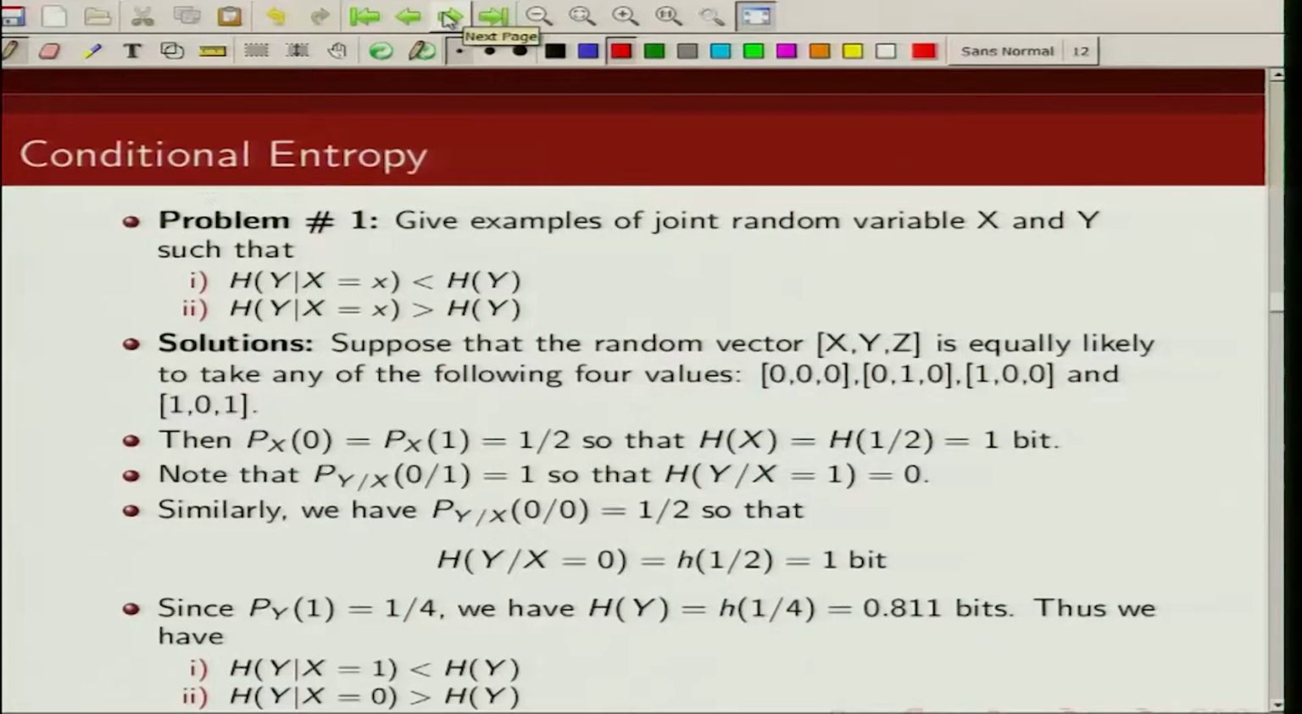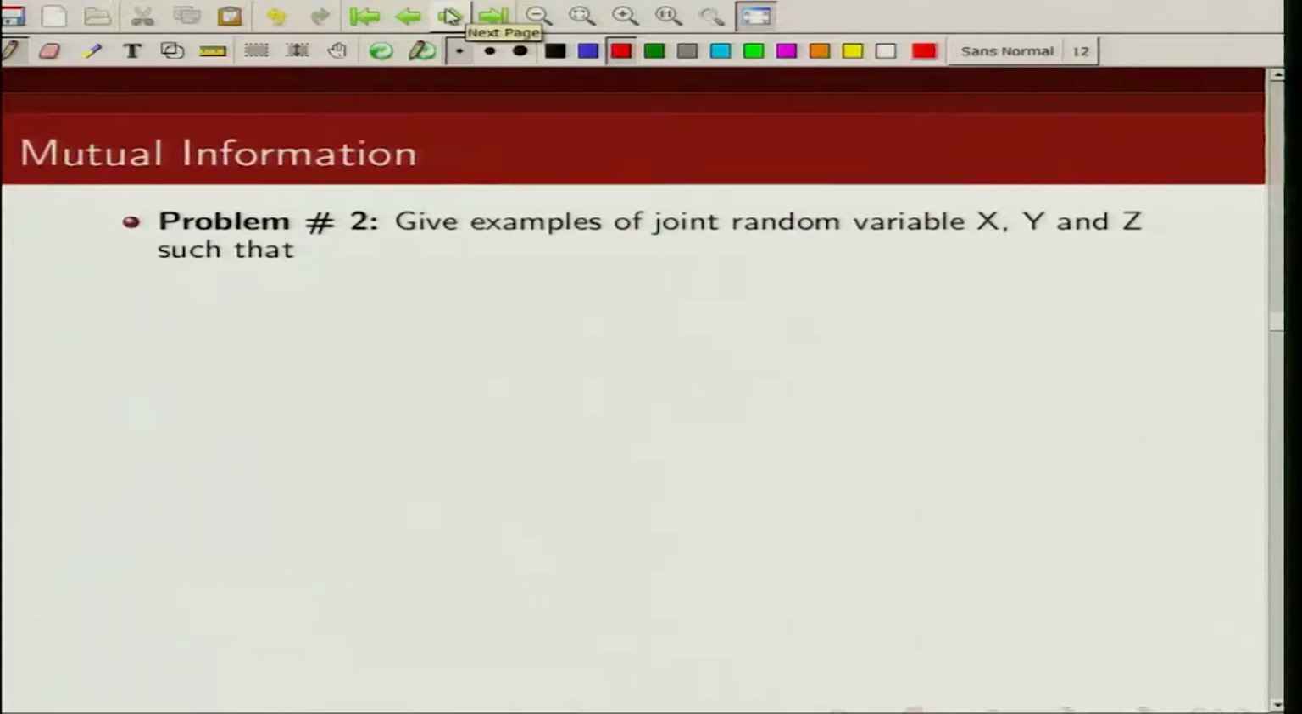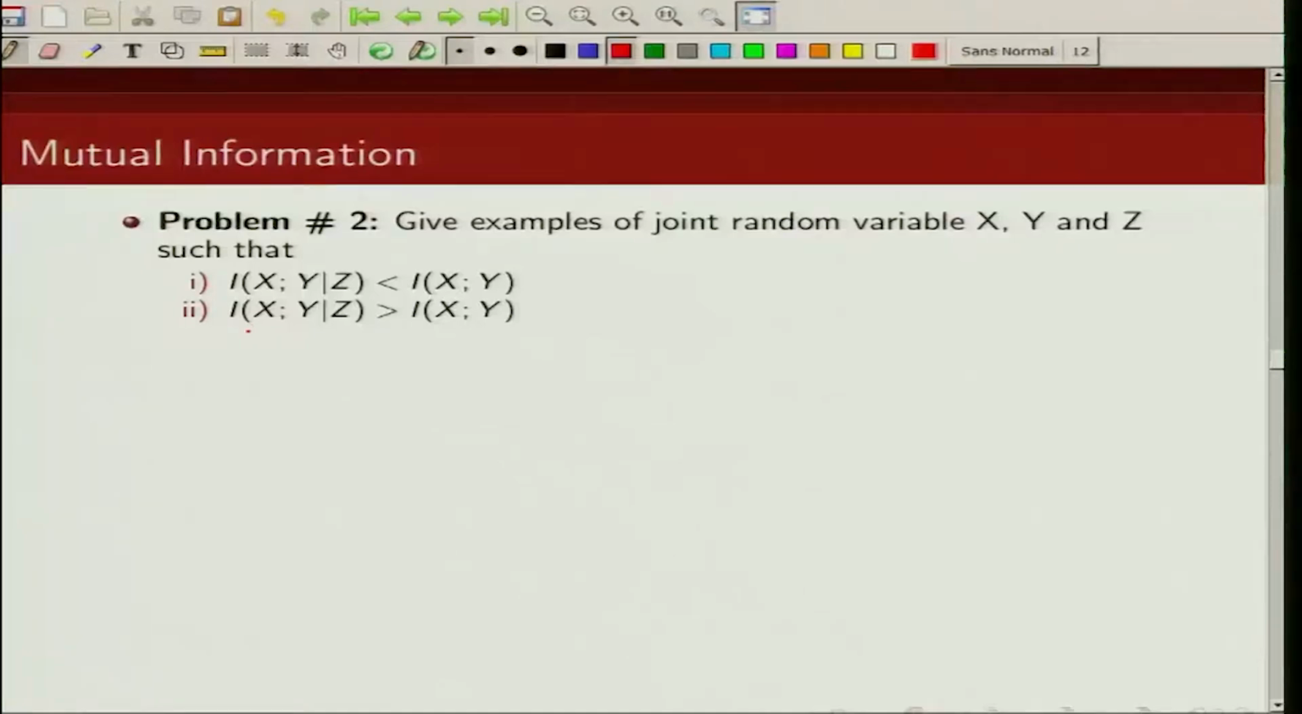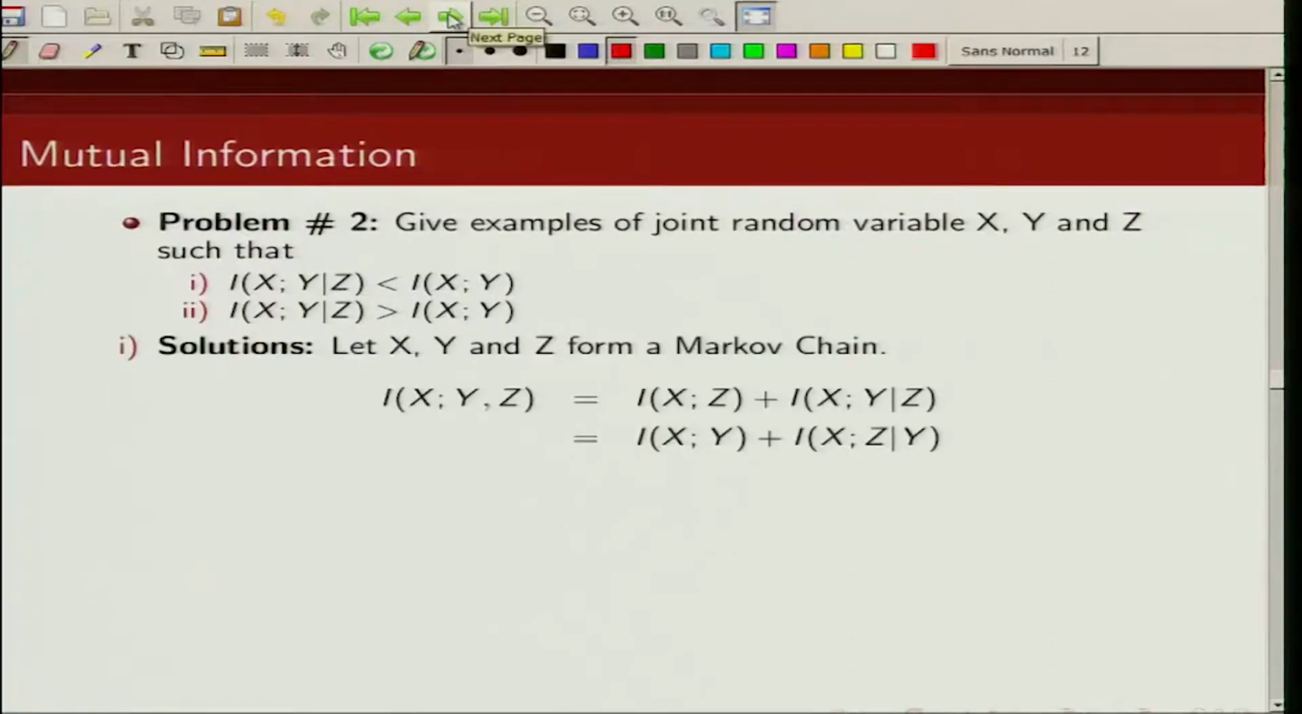So hence we have shown with an example that these both conditions are possible. Now let us look at another problem. Give an example of joint random variables x, y and z such that these conditions hold: the mutual information between x and y conditioned on z is less than the mutual information between x and y, and the mutual information between x and y conditioned on z is greater than the mutual information between x and y.